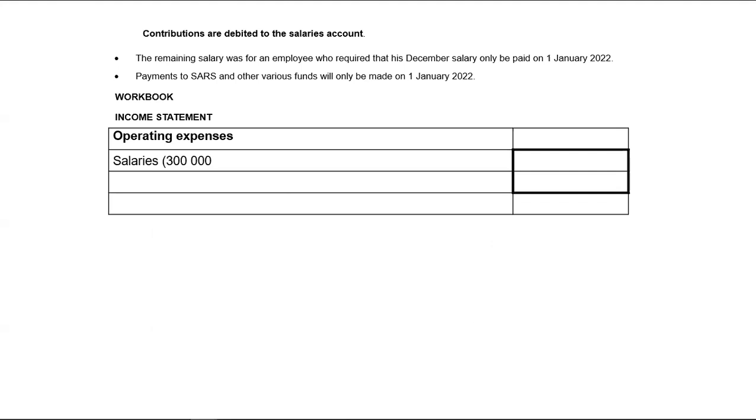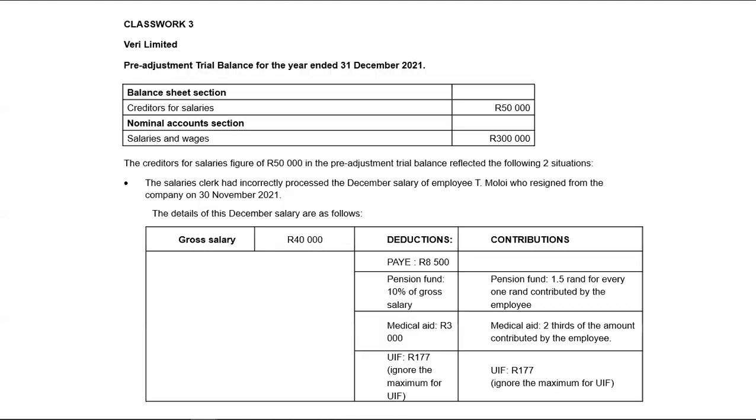And then they said the remaining salary was for an employee who required his December salary to be paid in January. I think that is supposed to be January 2023. Or 2022. It's actually correct.